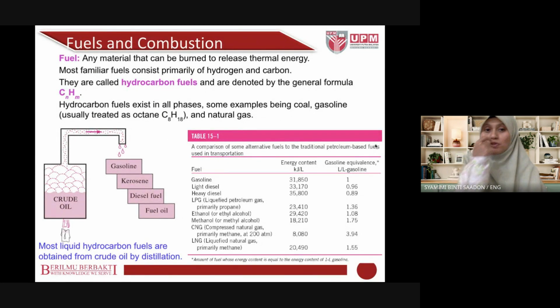So first, fuels and combustion. This one you already know. Fuel is any material that can be burned to release thermal energy. We know that in our gas turbine, for example, we have the combustion process. Combustion is a heat exchange within the combustion chamber.